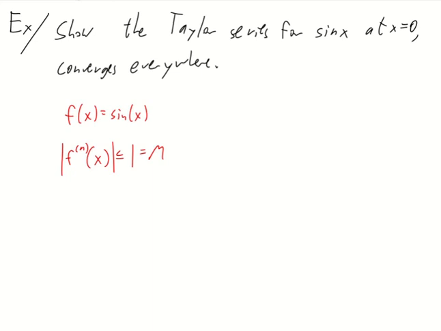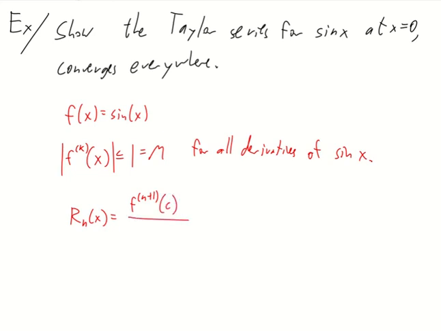then we know that the remainder part, which is the n plus first derivative, I guess I should say this is for any k, for all derivatives of sine. So the n plus first derivative with some value plugged in. I don't know what x value I'm plugging in. I don't care what x value I'm plugging in.